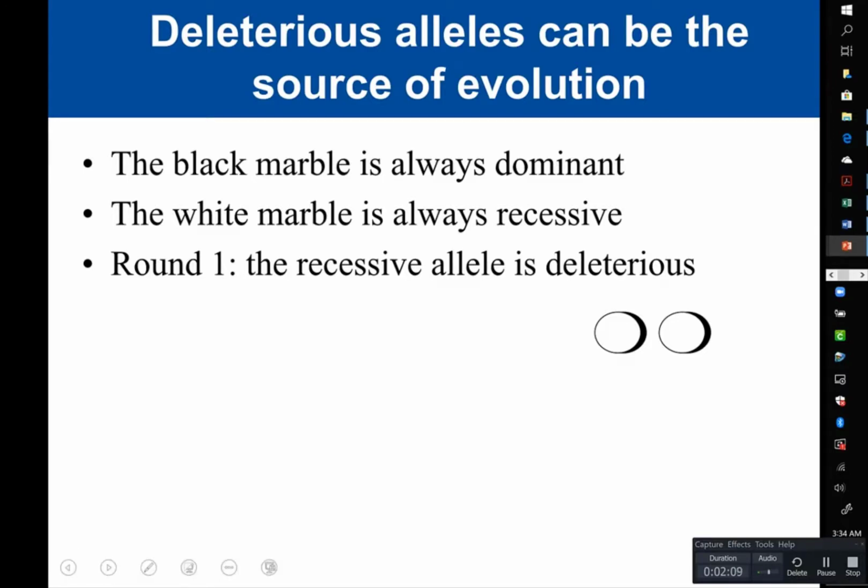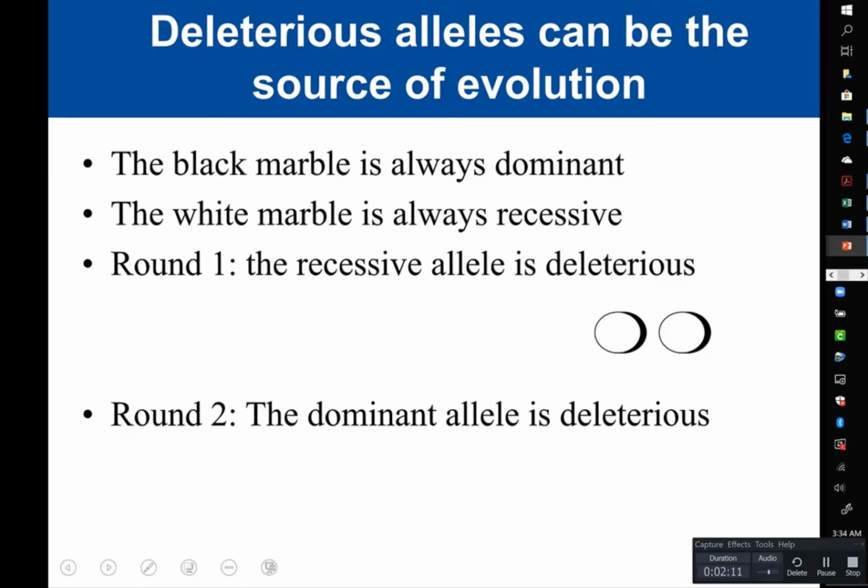In round 2 of this experiment, the dominant allele is going to be the allele that is deleterious. This is the one that's going to die off. So if the dominant allele is deleterious, which marble pairs are going to die off? Well, homozygous dominant is going to die. The black-black combination is going to die because they have 2 dominant alleles, as well as the heterozygous. The black and the white together is also going to die, because having just one dominant allele is going to be deleterious. That phenotype is going to be seen.